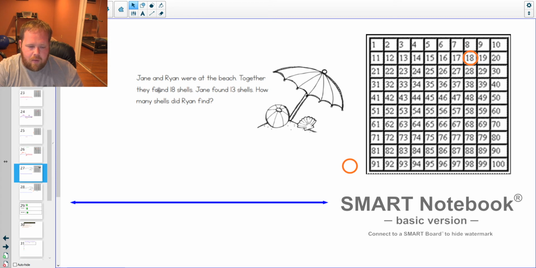Together, they found 18 shells. Jane found 13 shells. How many shells did Ryan find?